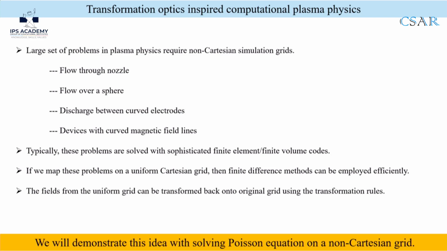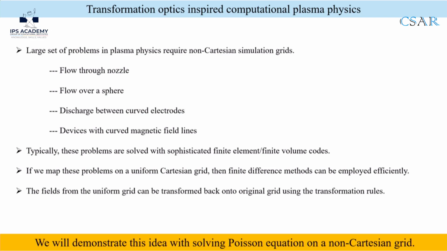So there are lots of problems where Cartesian is not the natural geometry. Generally, we tend to solve these problems with more sophisticated finite element or finite volume codes. Finite difference is definitely not the preferred choice for this. But at the same time, finite difference is the first thing that we learn. It is very easy to implement, so we would ideally like a simple finite difference code which could work with these geometries.